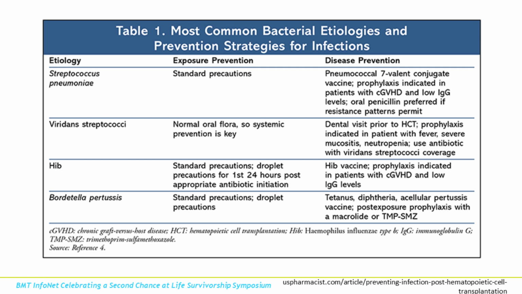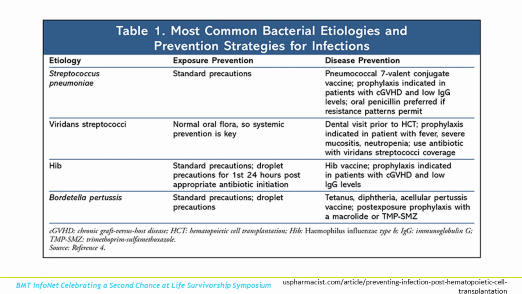Strep viridans, or streptococci, typically you can see as a blood-borne bacteria. It usually happens by the drying up of the mucosal lining of your mouth, and it can cause a bloodstream infection. The way we treat or prevent it is usually a prophylactic antibiotic after your transplant, making sure you have good oral care. Hemophilus B, there's a vaccine for it. We've seen it less because of the vaccine, but again, prophylactic antibiotics help out with it.